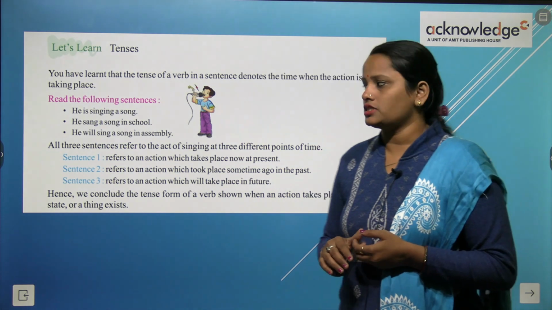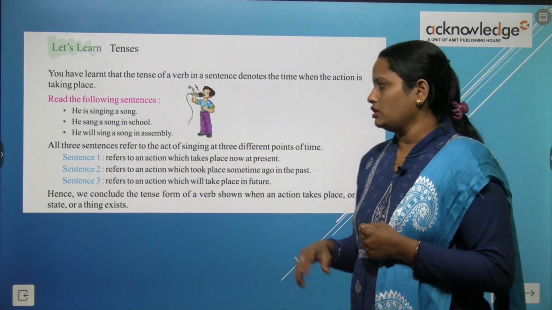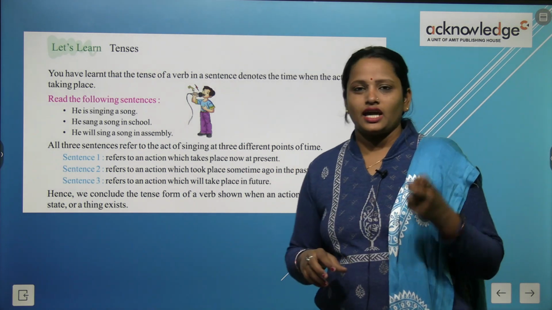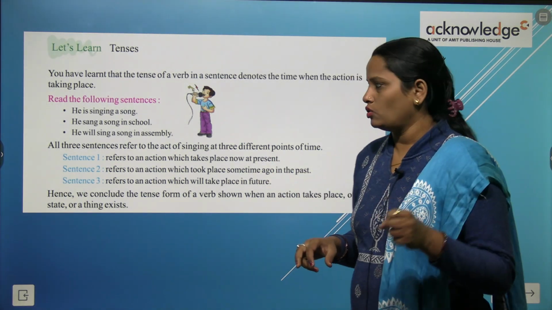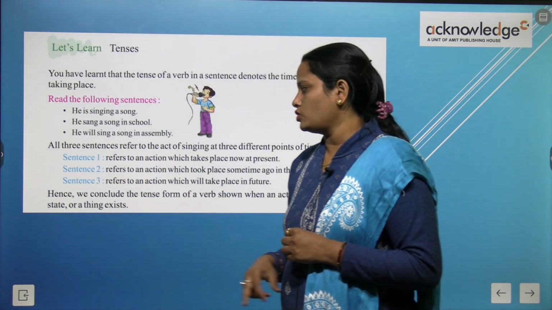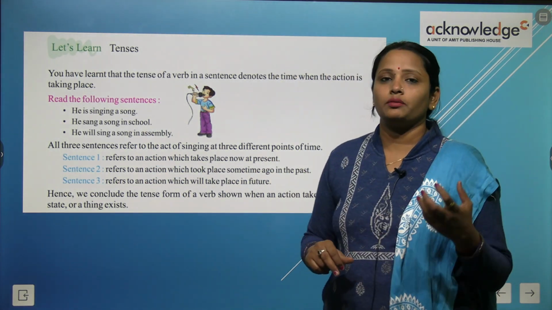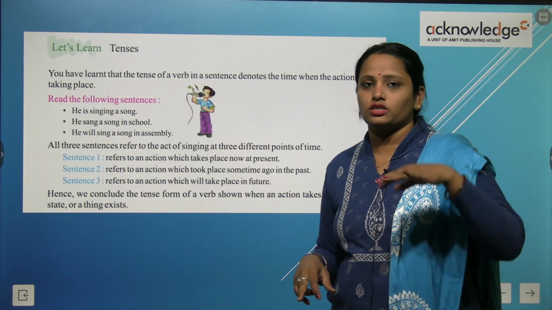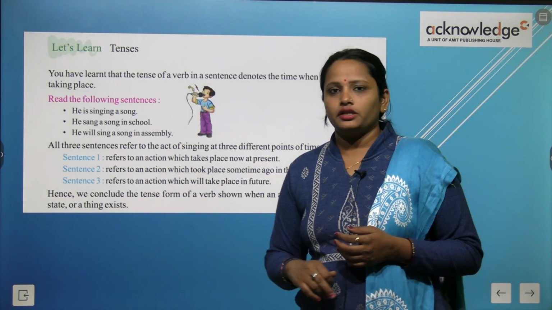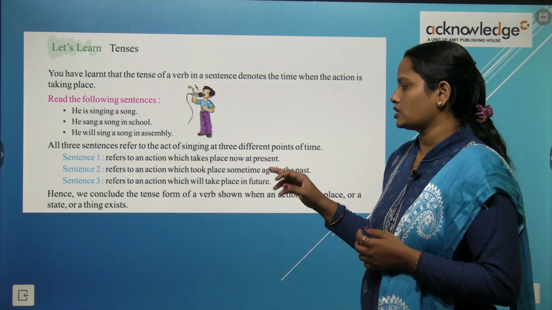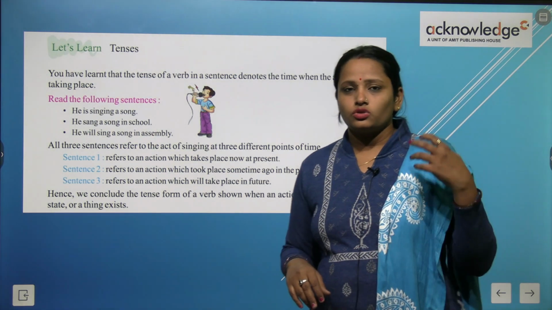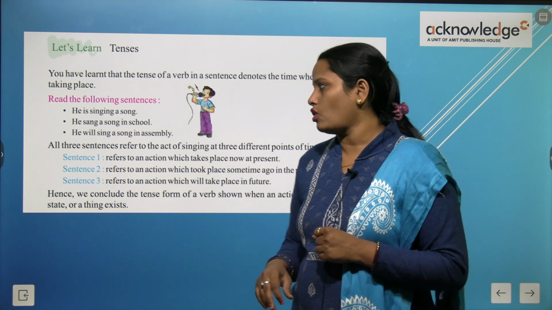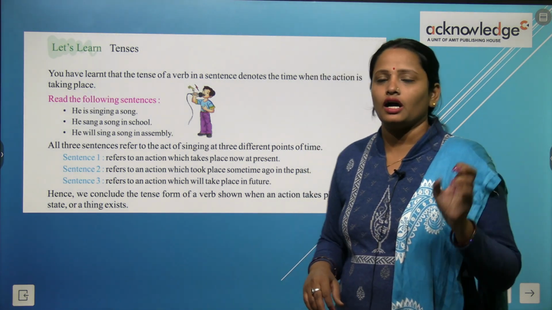So here the first sentence, sentence 1, refers to an action which takes place now at present. So ये ऐसे एक्शन की बात कर रहा है जो अभी हो रही है. Sentence 2 refers to an action which took place sometime ago in the past. जो sentence 2 है उसमें लिखा है he sang a song in school. उसने गाना गाया था. And here in the third sentence it refers to an action which will take place in future. So ये जो third sentence है बता रहा है कि काम होने वाला है. He will sing a song in the assembly. वो assembly में गाना गाएगा.